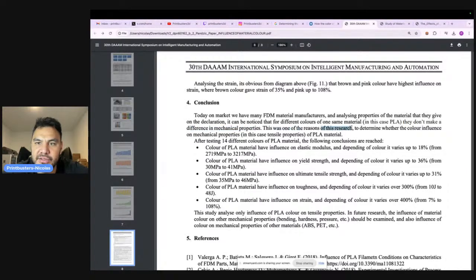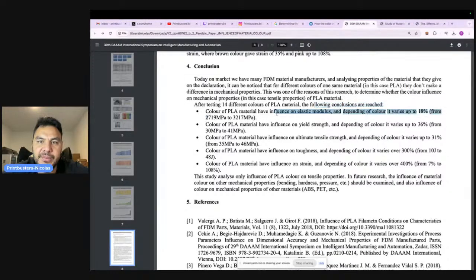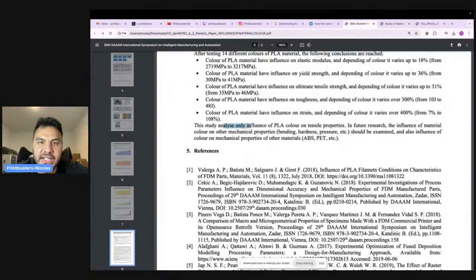This was one of the reasons for this research, to determine whether the color influences the mechanical properties of PLA materials. After testing 14 different colors of PLA materials, the following conclusion was reached. Color of PLA materials has influence on elastic modulus, yield test, blah, blah. This study analyzed only the influence of PLA colors on tensile properties. In future research, the influence of material colors on other mechanical properties should be examined, blah, blah.